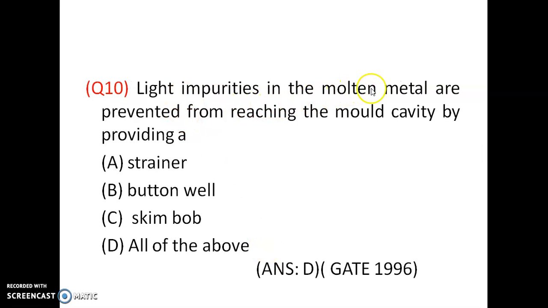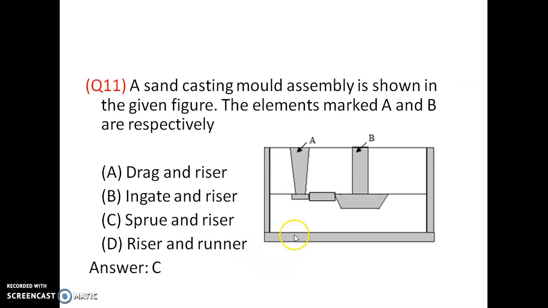Light impurities in the molten metal are prevented from reaching the mold cavity by providing a strainer, button well, and skim bob. When the metal is poured into the mold cavity, light impurities can be prevented by using the strainer, button well, and skim bob. All of the above. Answer D is correct. Then the sand casting mold assembly is shown in the given figure.